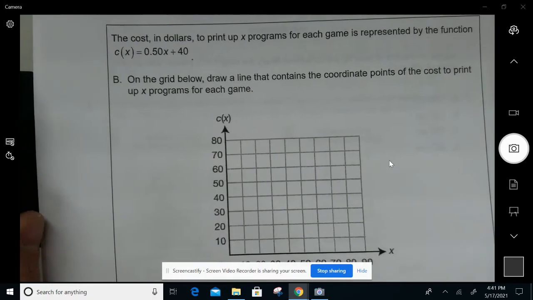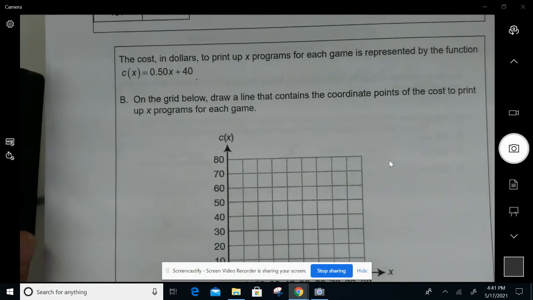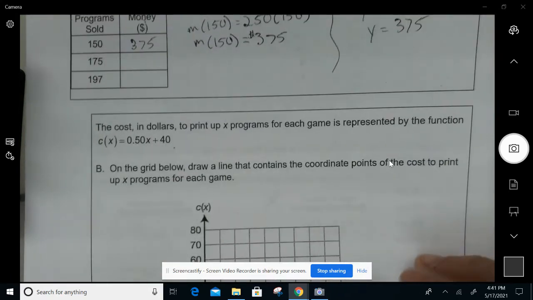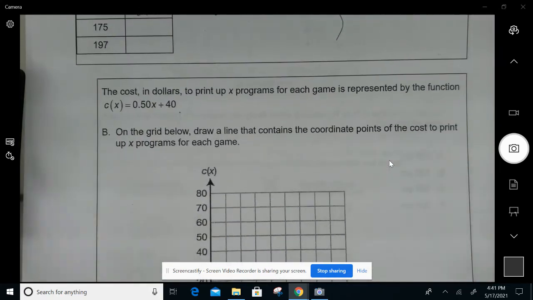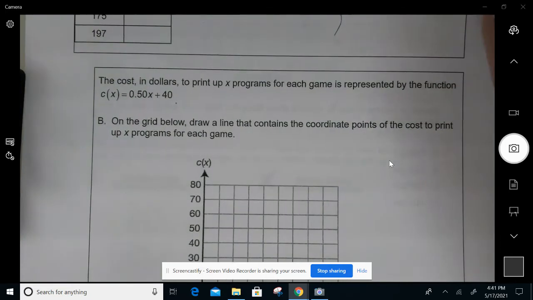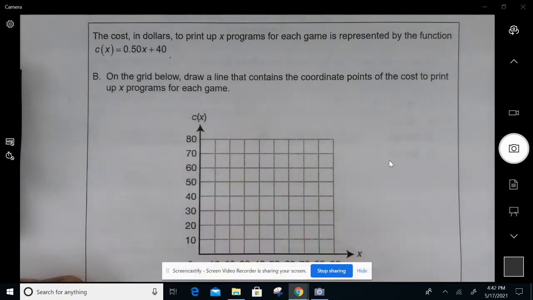These are linear. This is constant growth. Every time you sell a program, it's for $2.50. In the one above up here, it's $2.50 for every program. So it's constant growth. Every time you sell a program, you go up $2.50 in profit.